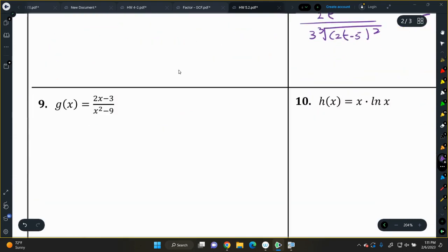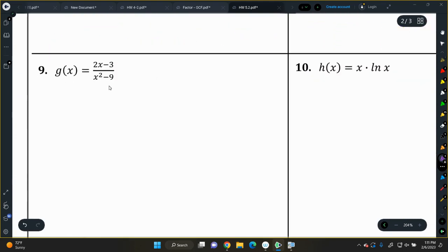Okay? So if you look at this one here, what's my domain? Yes. X has to be greater than 3 and X has to be less than negative.